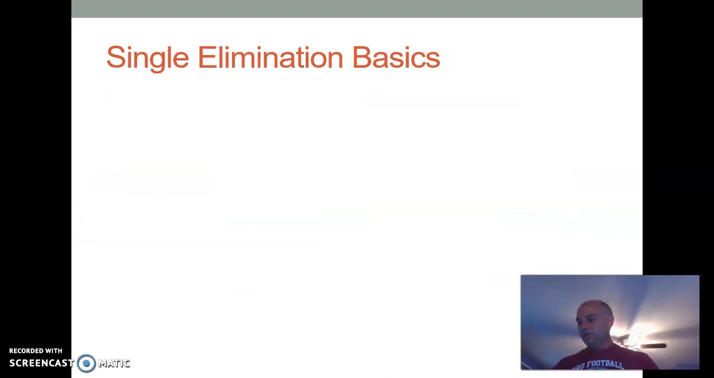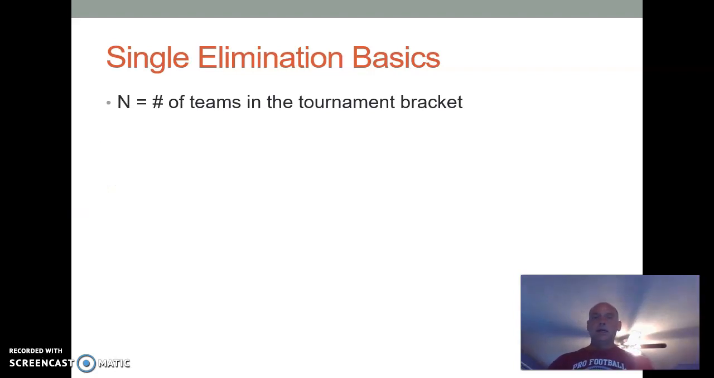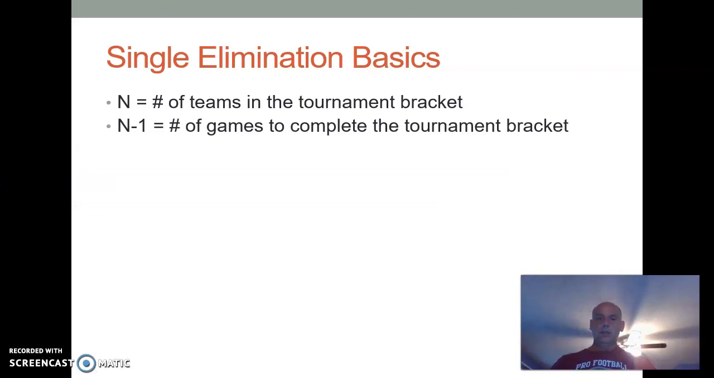So, some basics for single elimination. We're getting into that math again and understanding the symbols. Capital N is the total number of teams, same as it was for round robin. Capital N is the total number of teams in the bracket. N minus 1 is the number of games to complete the tournament. So if we have 64 teams in the tournament, we need 63 games to get it done. And that's what happens in the NCAA tournament without the play-in games.